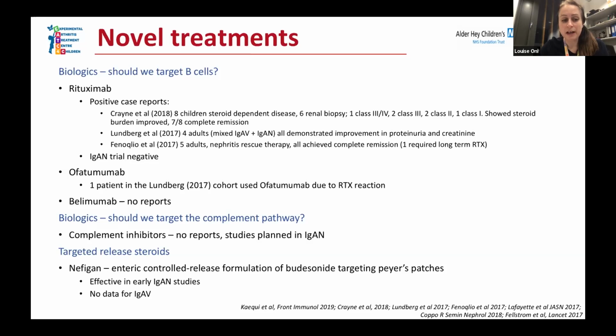And there was a trial, a positive trial, looking at the use of Nefecon, which is an enteric controlled release formulation of budesonide, targeting the gut, the Peyer's patches. And this has been effective in early IgA nephropathy studies, but we don't yet have any data in IgA vasculitis nephritis as to whether this might be useful. And it may be that the IgA in IgA nephropathy is being driven by the gut production of IgA, whereas in IgA vasculitis, particularly in the children, it may be derived from the oral cavity, and therefore Nefecon may not be targeting the correct area for the disease, and we don't know any of this at the moment.